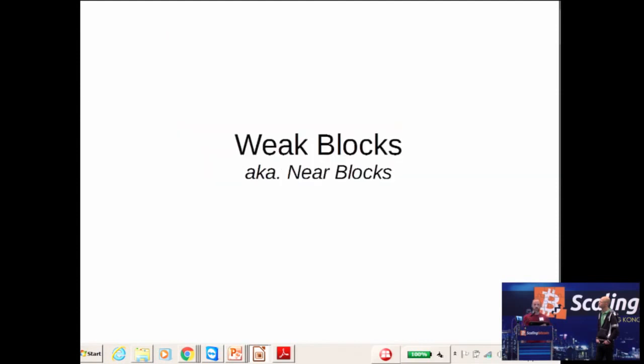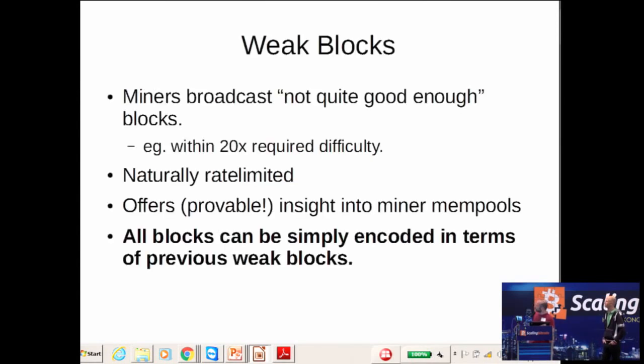Now I'm going to switch gears. Weak blocks. This is an idea that was previously called near blocks. Peter Todd talked about it, like most things, years before I'd heard of it. So I called them weak blocks because I didn't know about his work. And the idea of weak blocks is completely different, so forget everything you've heard about IBLT.